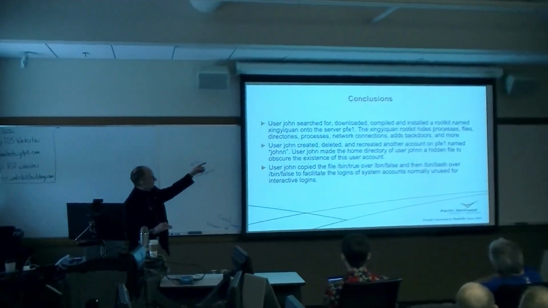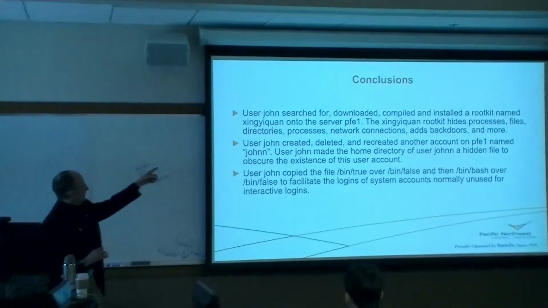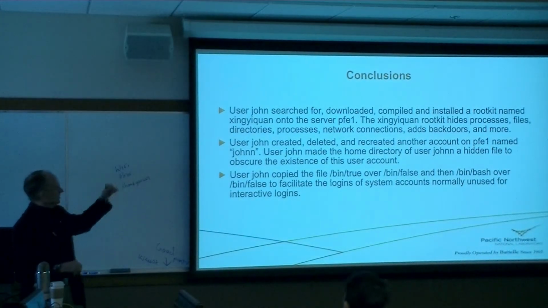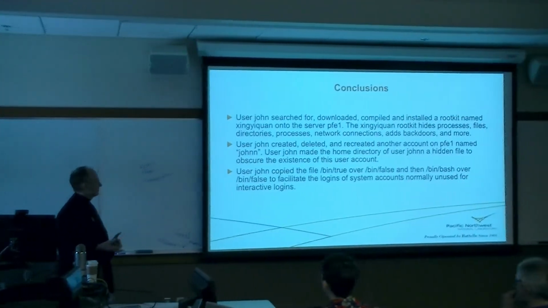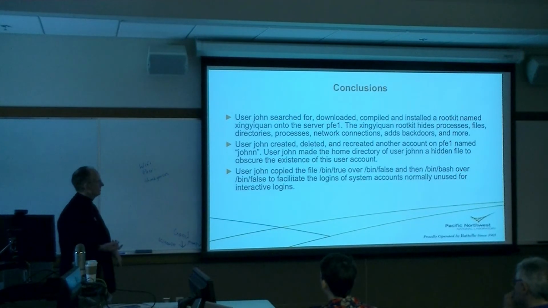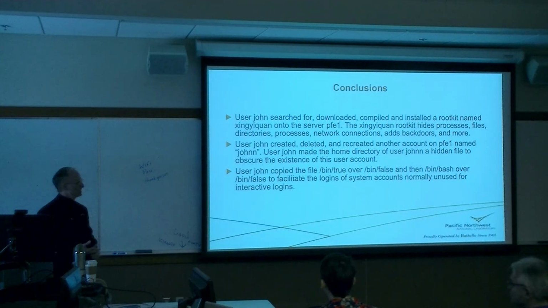John searched for, downloaded, and installed a rootkit named Jingyiquan. I did some research on what Jingyiquan does. It's a rootkit that hides processes, files, directories, and network connections, and creates backdoors. Bad stuff. Go out to Packet Storm, you can download it and look at it.